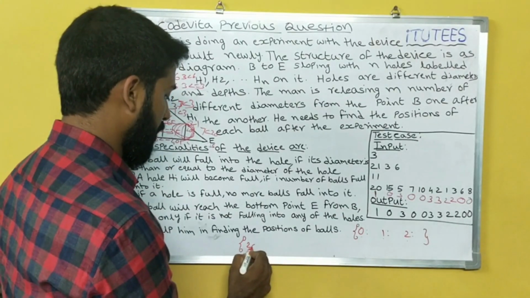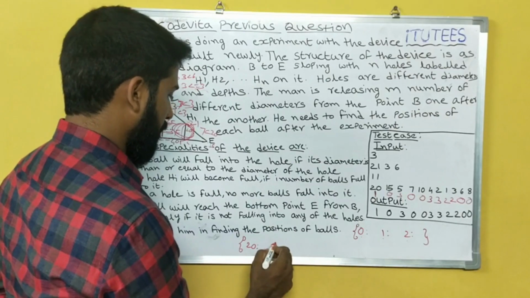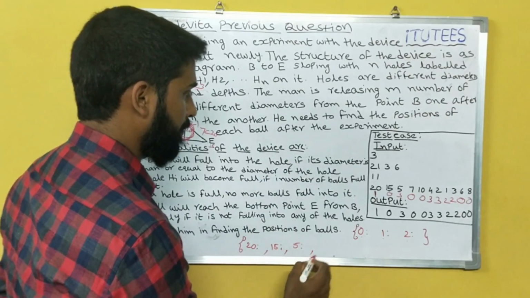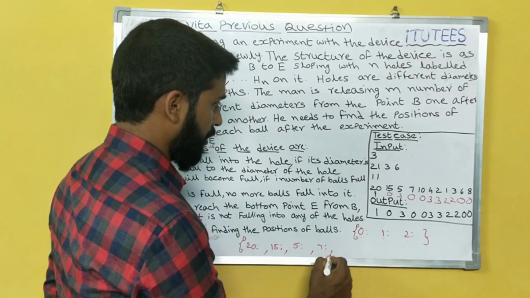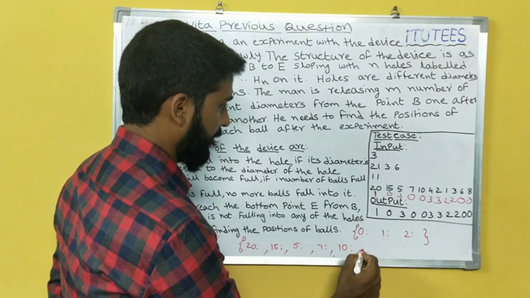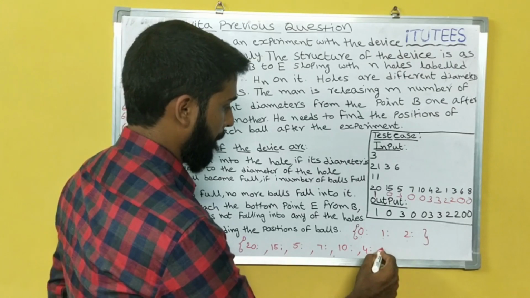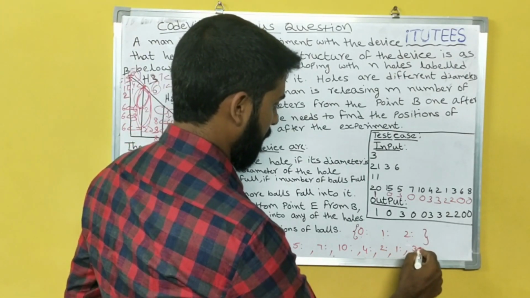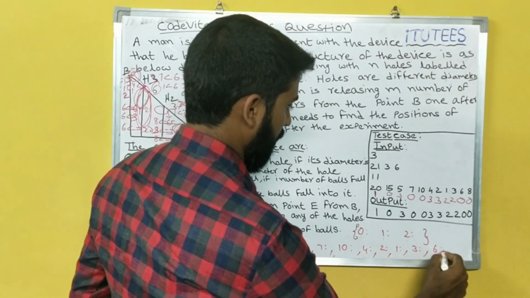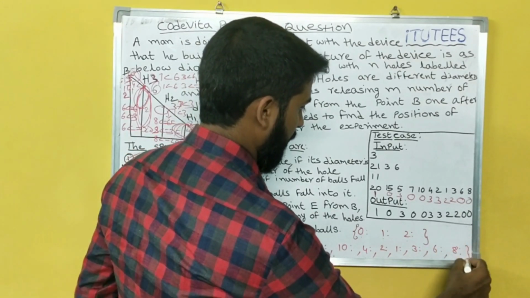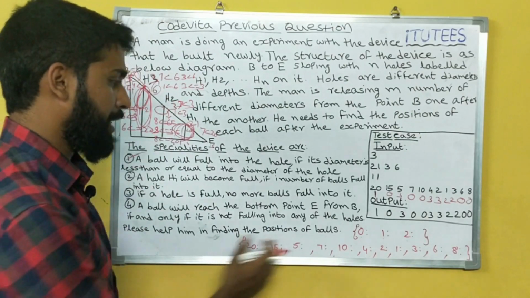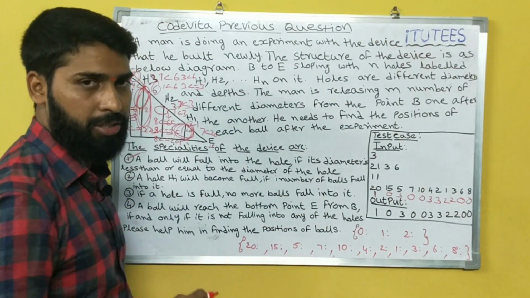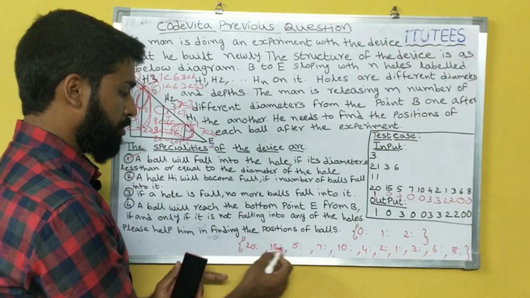That means 20 colon, 15 colon, 5 colon, 7 colon, 10, 4, 2, 1, 3, 6, 8. So these are the keys in the dictionary. This is the one dictionary. This is another dictionary. So now we are going to store the solution here.